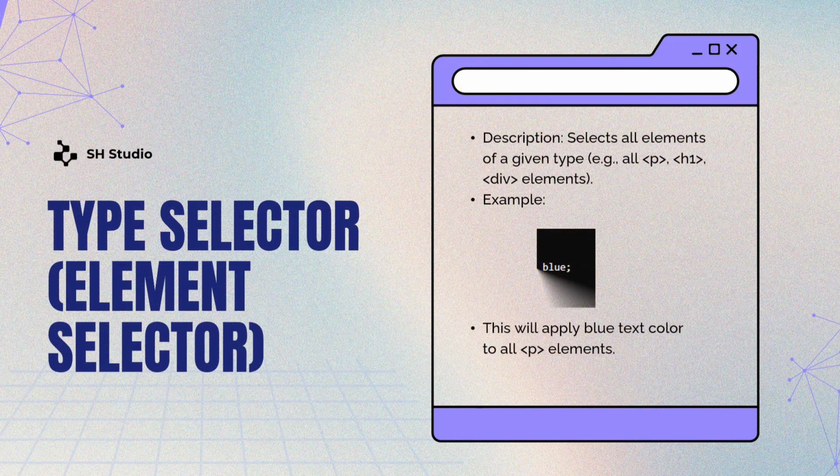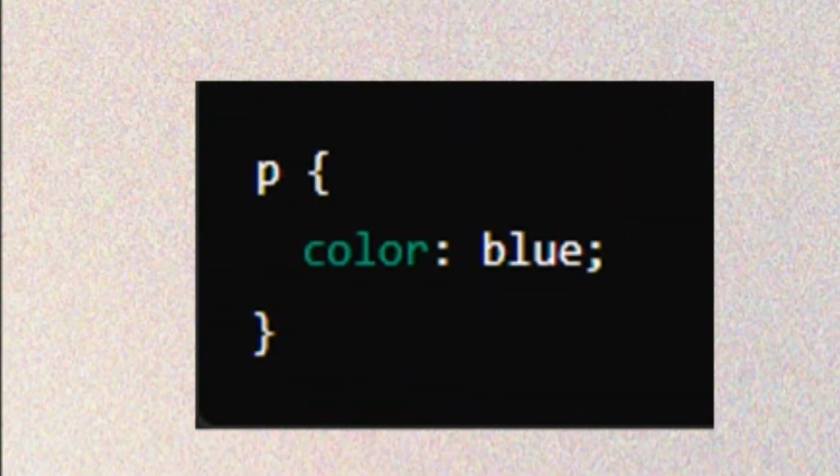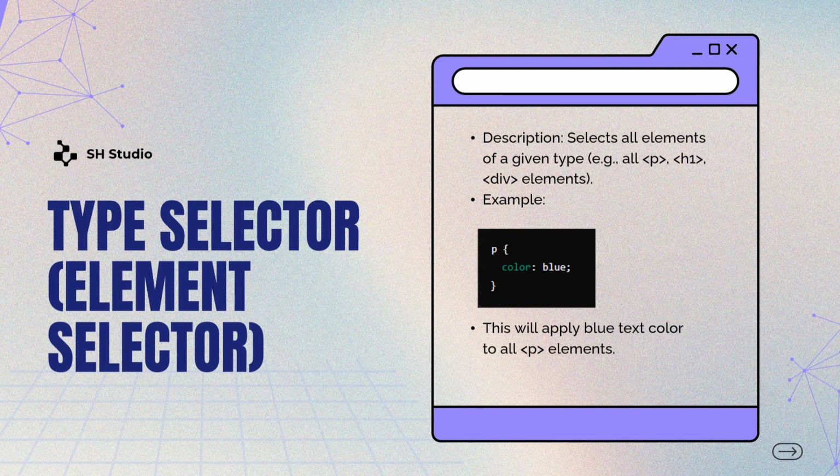Now we will be studying type selectors, mainly called element selectors. Type selectors target all instances of a particular HTML element. As you can see in the example, this rule applies blue text to every paragraph P element on the page. It's useful when you want to apply consistent styles to all elements of the same type.